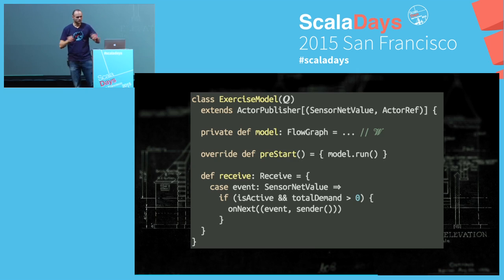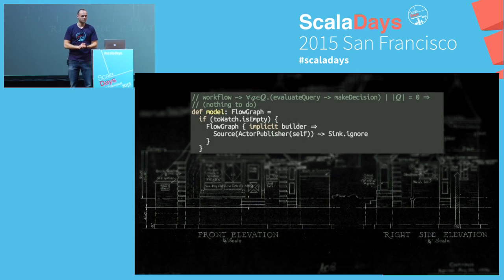So, this is nice and easy. An actor model is now an actor publisher. When it receives a SensorNet value, it just feeds the event, a tuple, an event on the left and the sender on the right, to the model. That's what we process. And so the easiest case is where I have no queries. If I have no queries, then clearly there will be no exercises. And so for every request that I receive, I'll just ignore it. That's it. I will not be publishing any events.